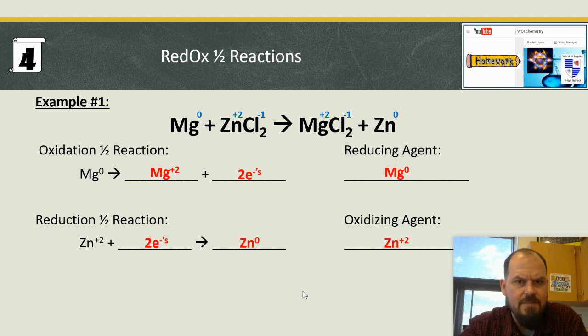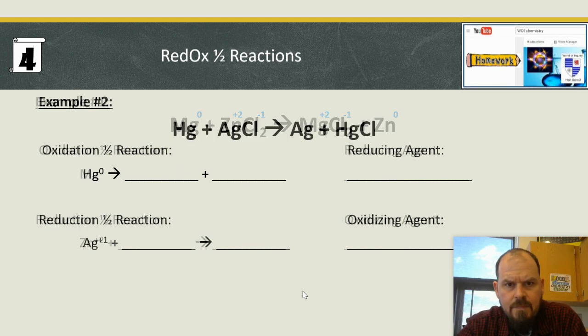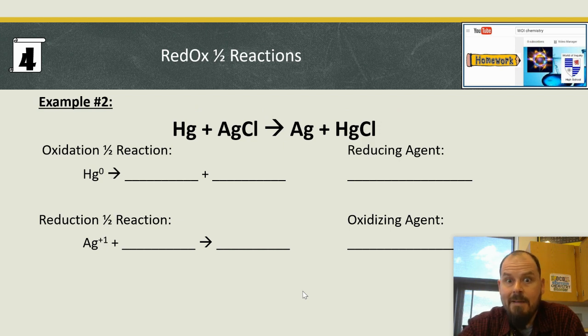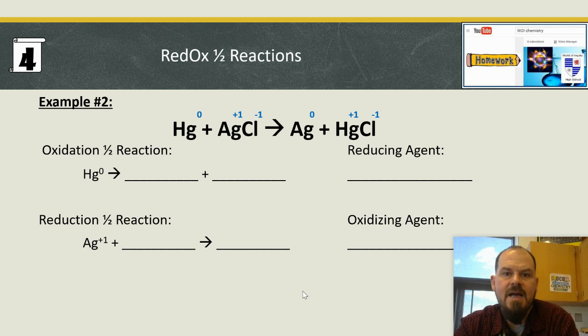That's going to be another example, so let's look. Let's assign the oxidation numbers first, right quick. Lone elements get 0. Cl is a -1 in both cases, so both metals have to go to a +1. No balancing here required. Hg0 on the reactant side goes to Hg +1 on the product side.